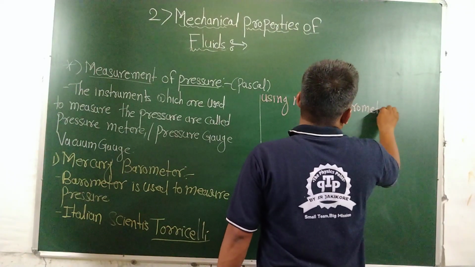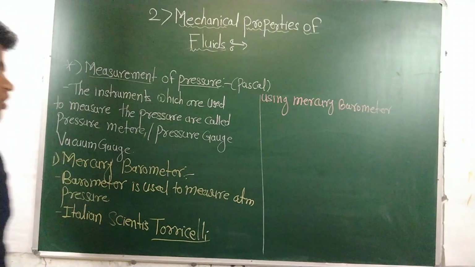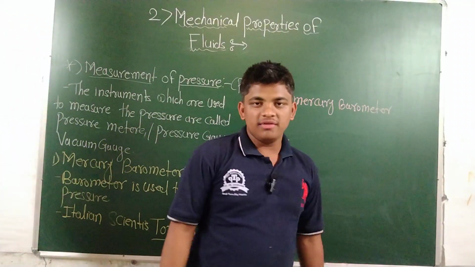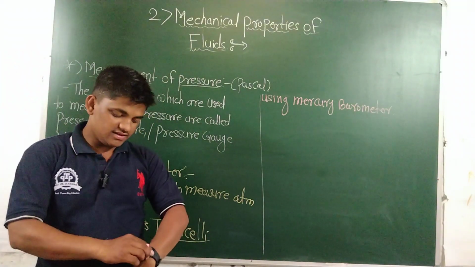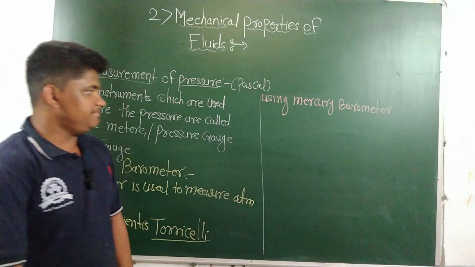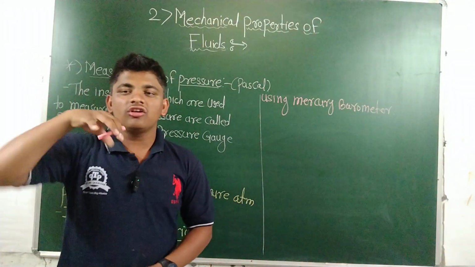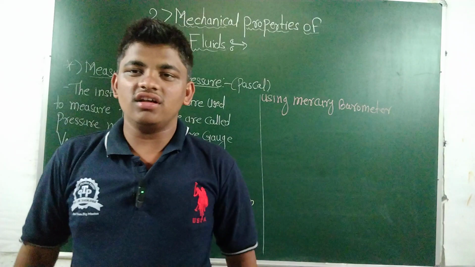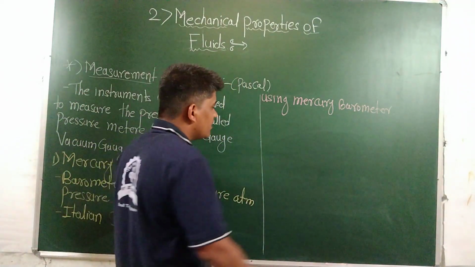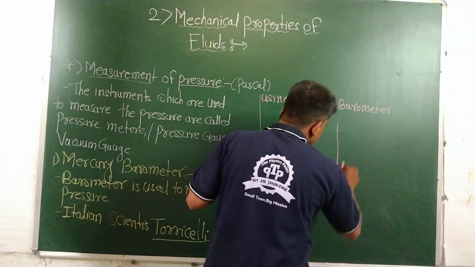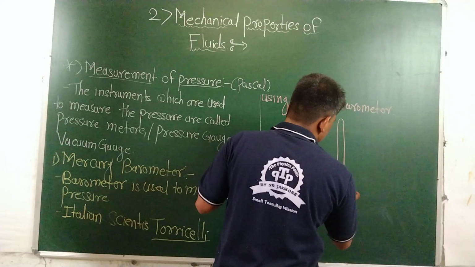Okay, let's start to draw a diagrammatic representation of the mercury barometer, and we will discuss its properties and its working in this lecture. Firstly, what does it consist of? What is the mercury barometer? A mercury barometer consists of a long glass tube having a length of 1 meter. This is the glass tube of the mercury barometer.